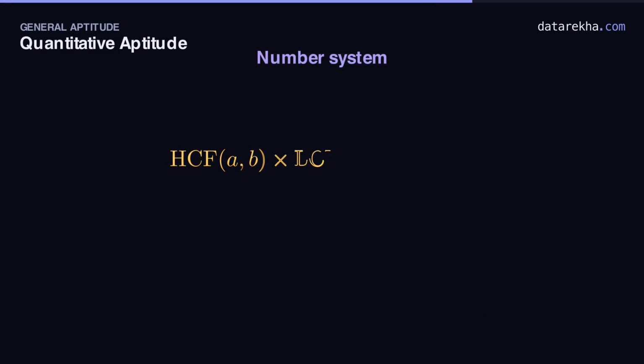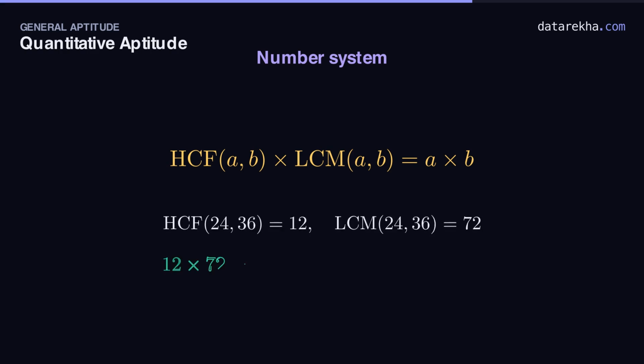A cluster of number facts pays off again and again. The highest common factor is the biggest number dividing both. The lowest common multiple, the smallest they both divide. They obey a golden identity: HCF times LCM equals the product of the two. Check it on 24 and 36. Factor 12, multiple 72, and 12 times 72 is 864. So is 24 times 36.